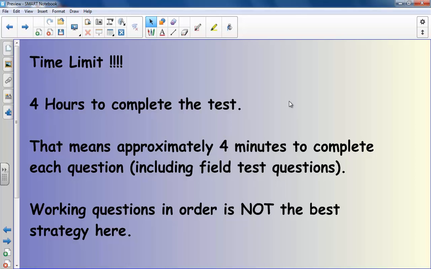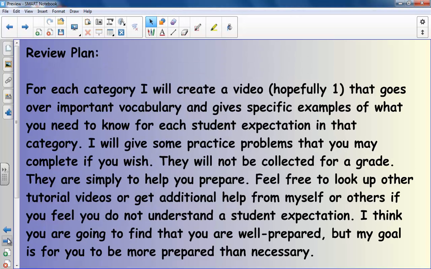Other important things to know. Remember, you have 4 hours to complete this test. And since we have, including field test questions, 60 questions, that gives you 4 minutes to complete each question. So a good strategy on this test is not to work through each question and then move on to the next one. We're going to talk as we go along about ways to use our calculators, ways to speed up the process so that we have the extra time on the lengthy problems that we need.